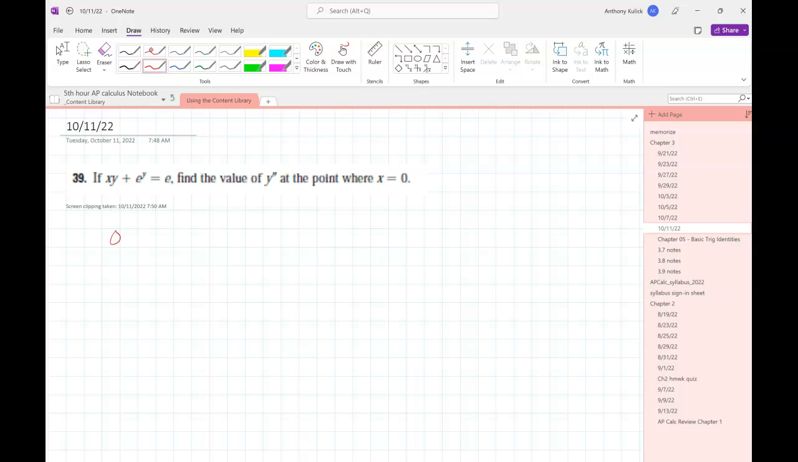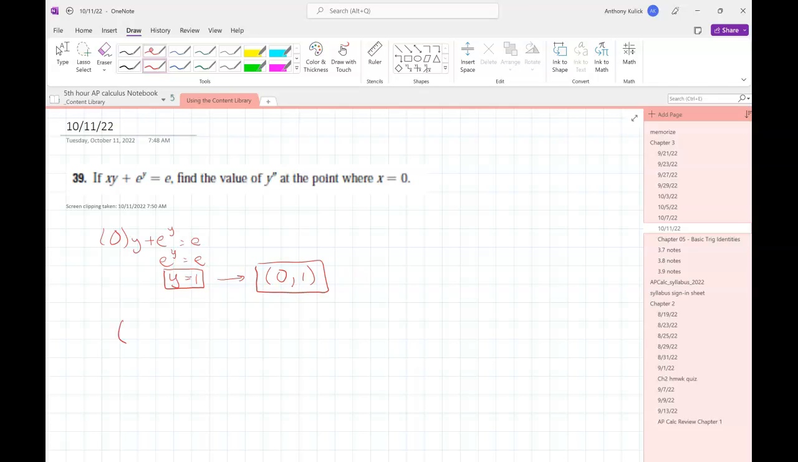So all I'm going to do is take 0 and plug that in for x into the original equation. So I get that y is equal to 1 when x is 0. So we have the point (0, 1). That's what we're going to be evaluating with. So far, so good? Okay.